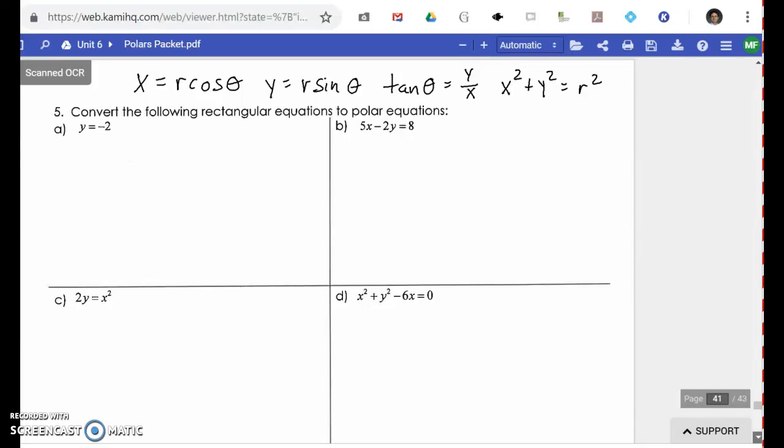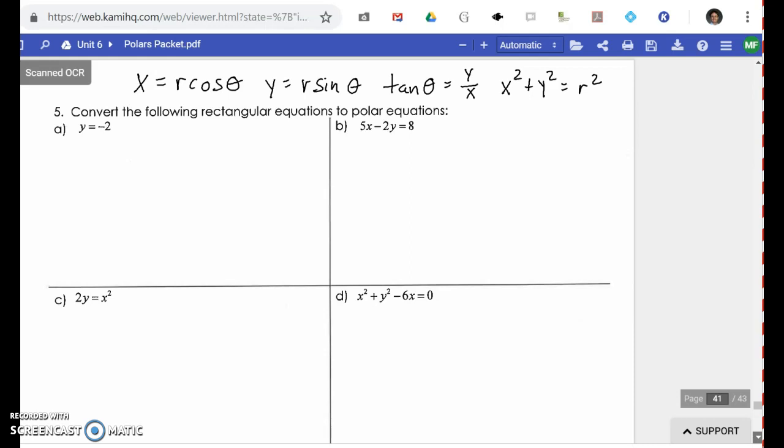So I'm going to go through page 2 of the Polar's Test Review Guide. Here we're changing rectangular equations to polar equations. Now at the top you can see our 4 conversion equations. So first we've got y equals -2, and our goal is to write this equation without any x's and y's in it, but only r's and thetas.